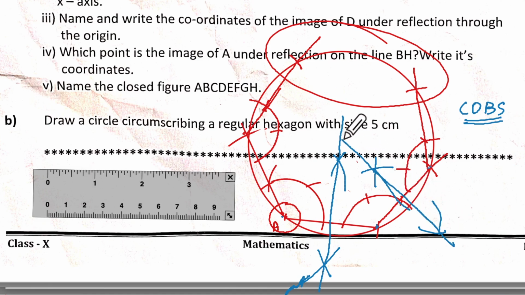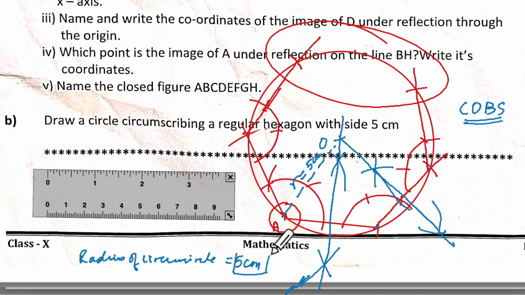And then you will get this, and where the two intersect, that is going to be the center. Then you show this as O, and then show this like this, and this is your radius equal to 5 centimeters. Okay, so this is the circumradius. Then you'll write over there: radius of circumcircle equal to 5 centimeters. Understanding? Did you see what I have done?